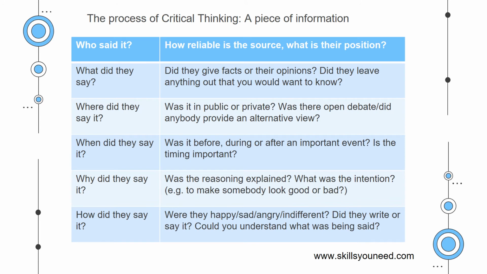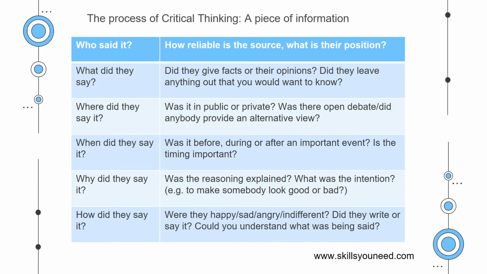Okay, the process of critical thinking is really about assessing how reliable the source is. And there are some key questions, and hopefully this will help you when you're practicing your multiple choice question section and when you're sitting the real thing. Think about who said the piece of information, how reliable is that source, and what is their position? What did they say? Did they give fact or opinion? Did they leave anything out that you would want to know? Where did they say it? Was it in public or private? Was there open debate? Did anybody provide an alternative view?